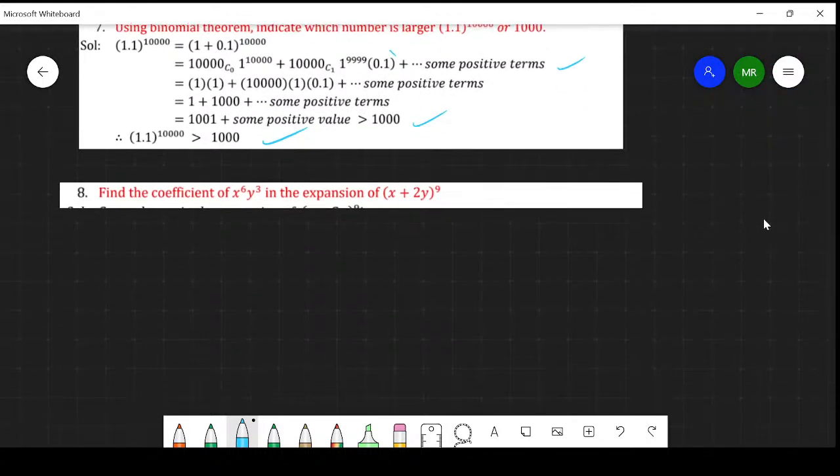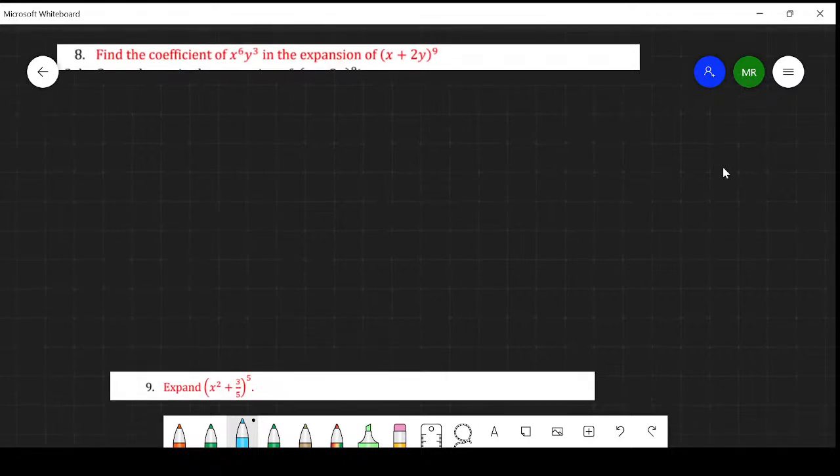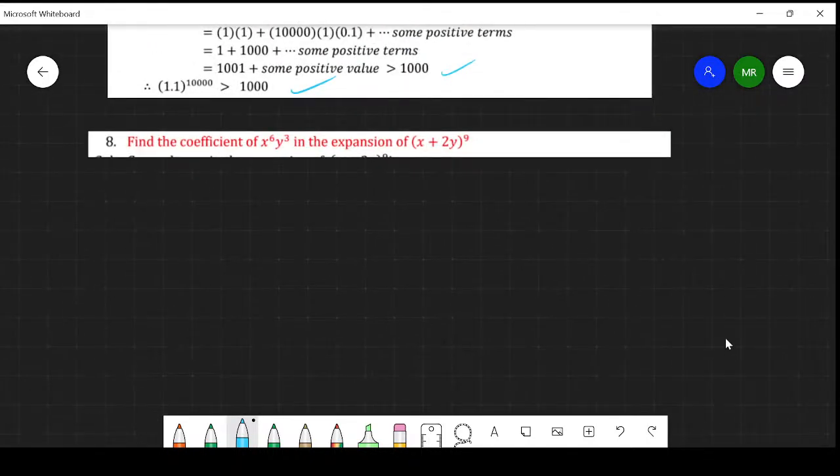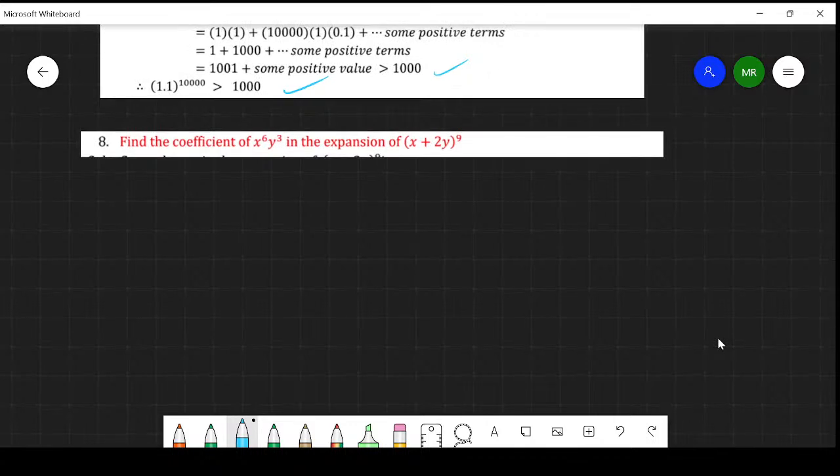Now the 8th problem. After that I will go for the 8th and 9th, and then I will do only the 5 marks problems. Only one problem for 5 marks, that's all. Find the coefficient of x power 6 y cube in the expansion of (x plus 2y) whole power 9.